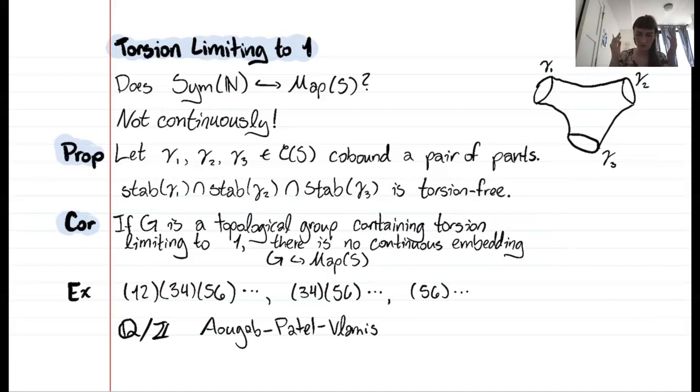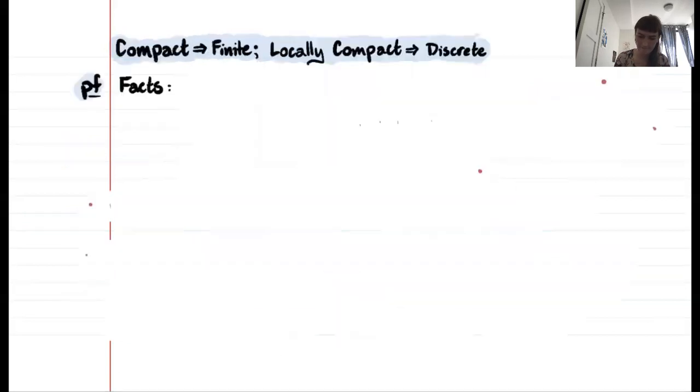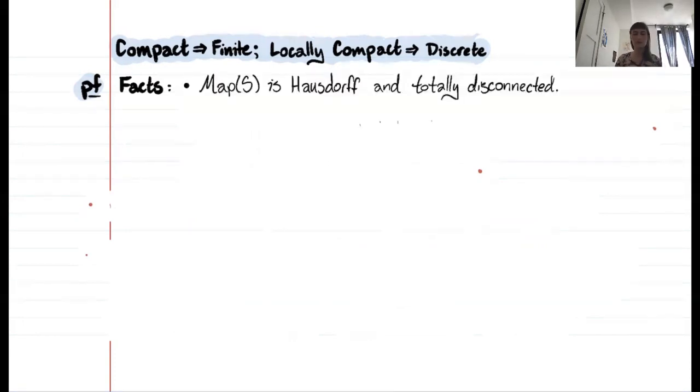Great. So let me tell you about our final theorem. The final theorem says that compact subgroups of mapping class groups are finite and locally compact subgroups are discrete. And what I'd like to do is prove this theorem to you. So I'm going to start with a couple of facts. The first fact is that the mapping class group of S is Hausdorff and totally disconnected, basically because the symmetric group on the countable set has these properties.